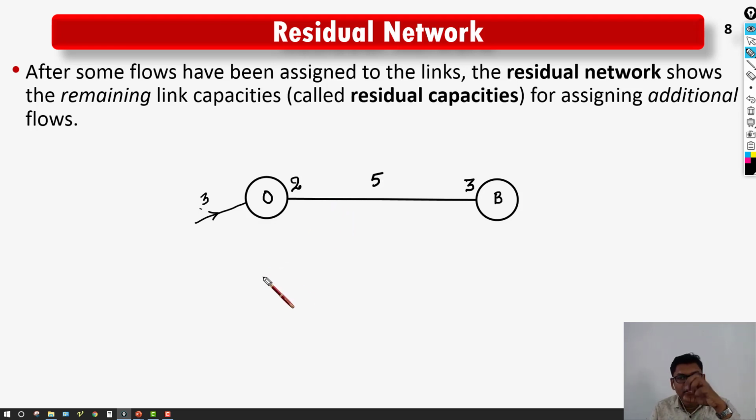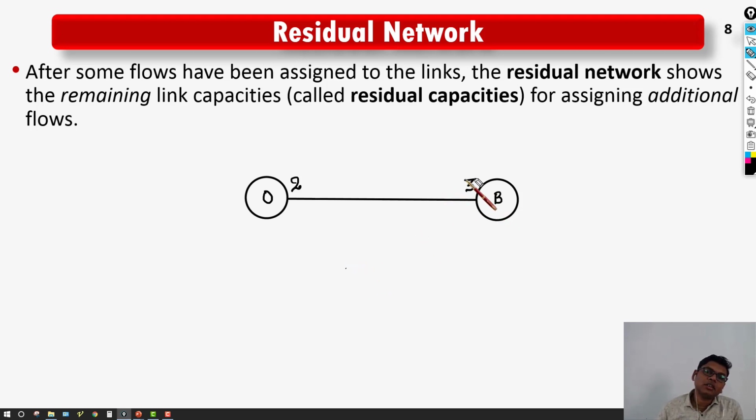So all the network, all the links will be changed into this form. What is that form? So just remove this. It was written 5. If you have assigned 3, then what you have to do? 3 you have to write at the right side. Okay, and the remaining possible capacity is written on the left side. Clear? So this is how it is known as residual network.